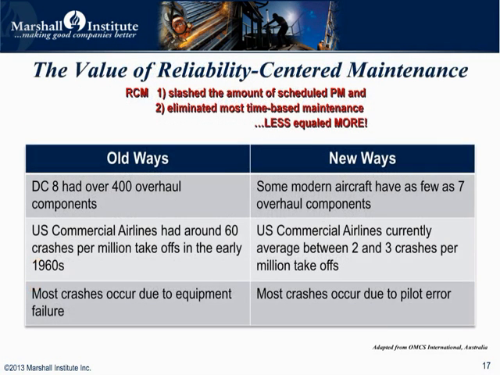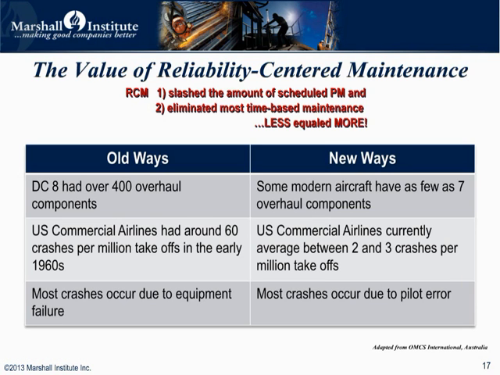Let me show you what that means. In the 60s, the DC-8 had over 400 overhaul components. At that time, U.S. commercial airlines were having around 60 crashes per million takeoffs. Most of those crashes were caused by or related to equipment failure. Today, modern aircraft, and this is true of the DC-10 for example, may have as few as 7 overhaul components, that is, replacement based on fixed intervals of calendar time or service hours.